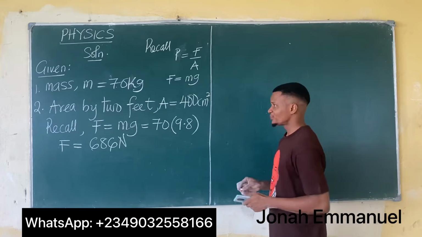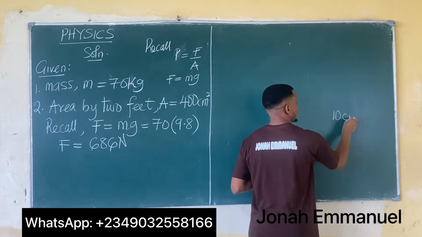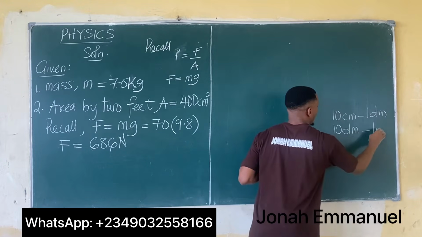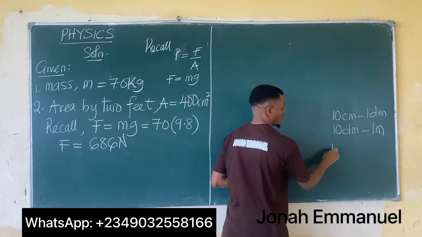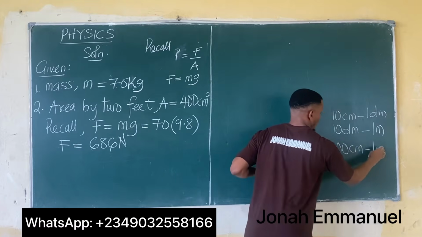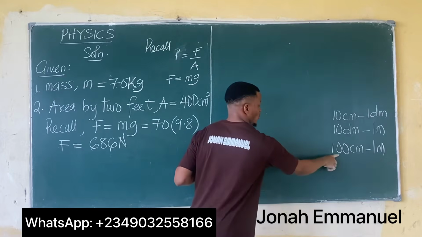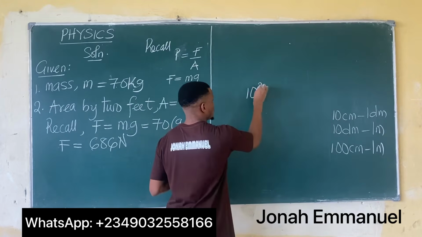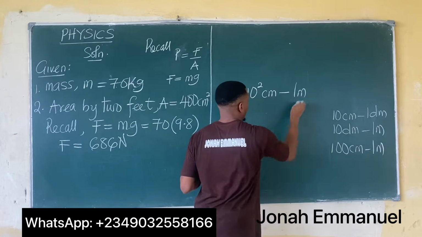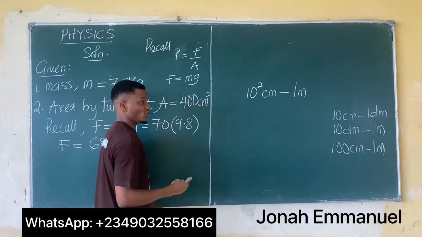Now, here's what to do. If I record the relation, it says 10 centimeter makes 1 decimeter, 10 decimeter makes 1 meter. So from here to here, it becomes 1, 2 zeros, 100 cm makes 1 meter. If I express this in index form, 10 to the power 2 centimeters gives you 1 meter. But observe, I'm asked to convert between centimeter square and not just centimeter.